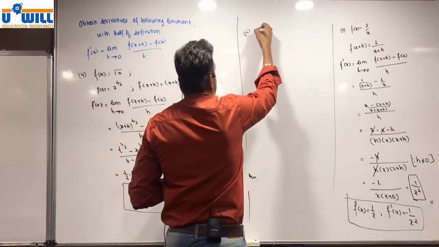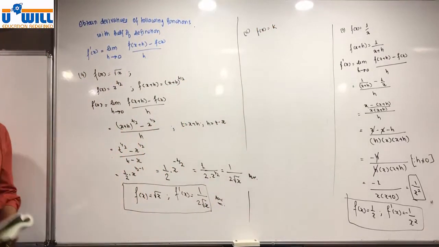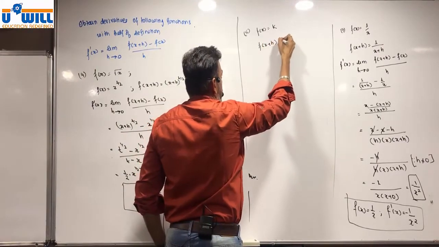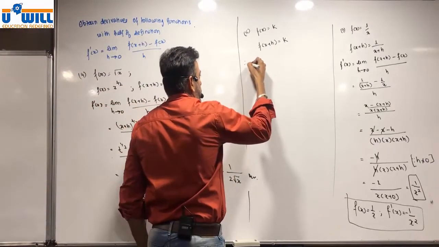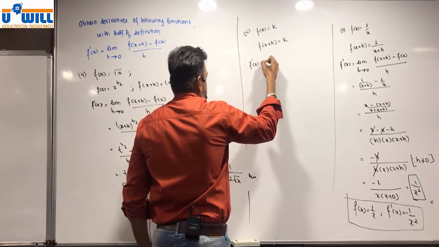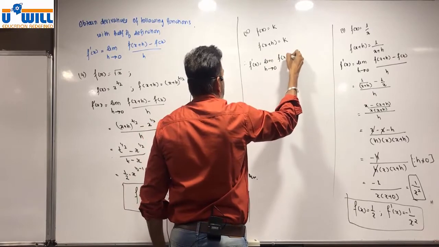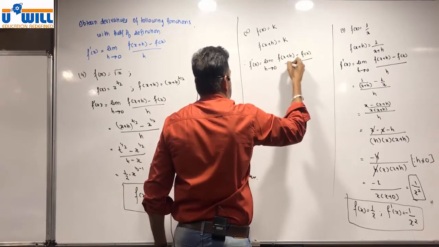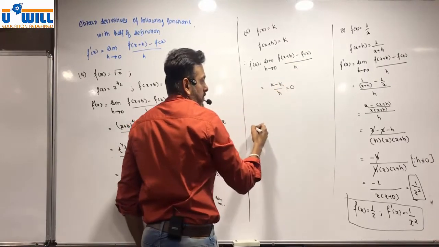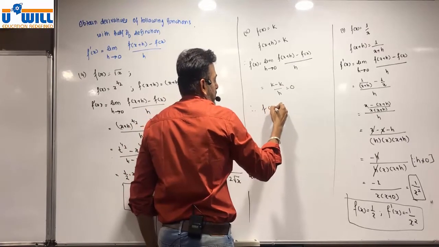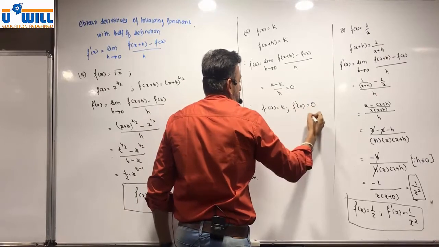Fifth, f of x is equal to k, constant k. Function of x plus h will also be constant. Therefore, derivative of function of x is equal to limit h tends to 0 function of x plus h minus function of x upon h, which is equal to k minus k upon h, which is equal to 0. Therefore, function of x is equal to k. So derivative of function of x is equal to 0.